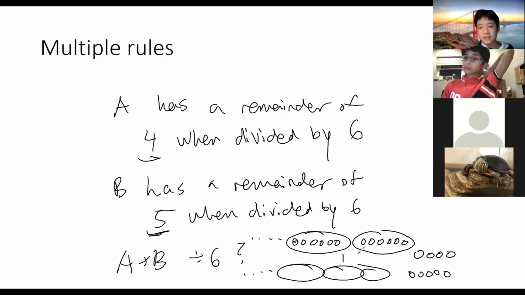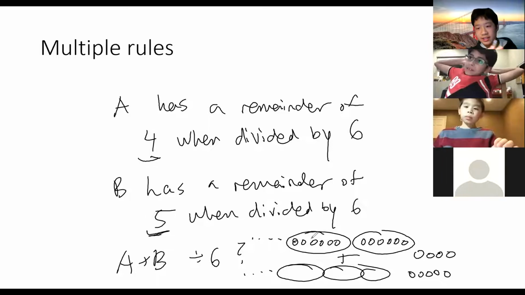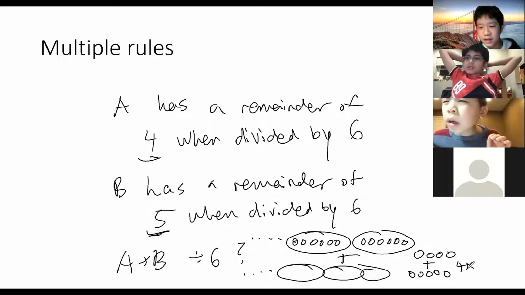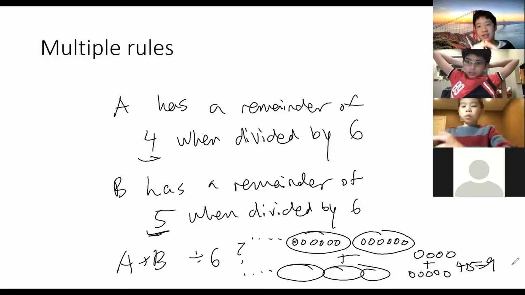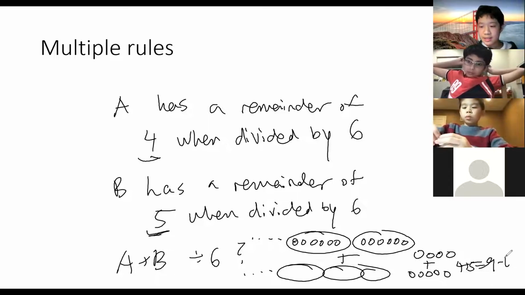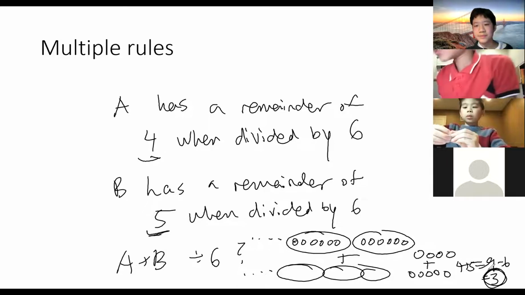And if we add these two together, the groups stay within their groups. Nothing's going on there. So all we need to care about is adding these outliers. We have 4 plus 5 equals 9 outliers, okay? If we have 9 outliers in the end, we can group 6 of them together to make a group. So 9 minus 6, we have 3 left as a remainder, okay?